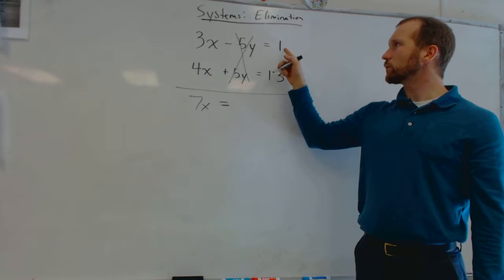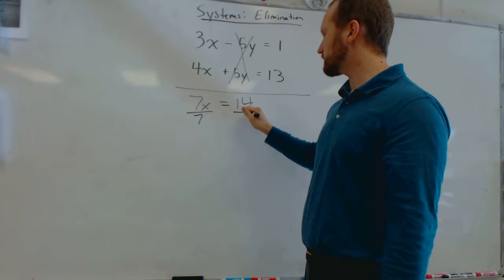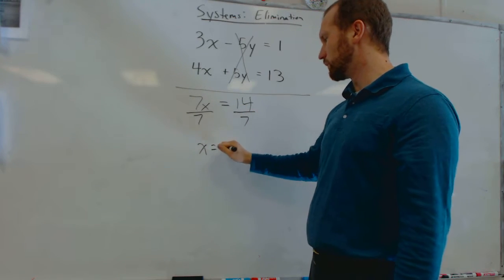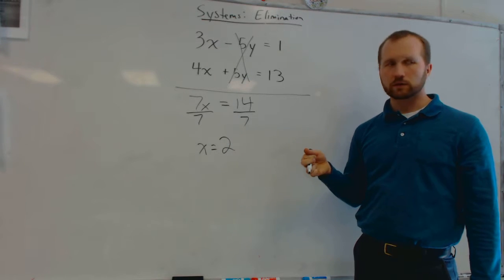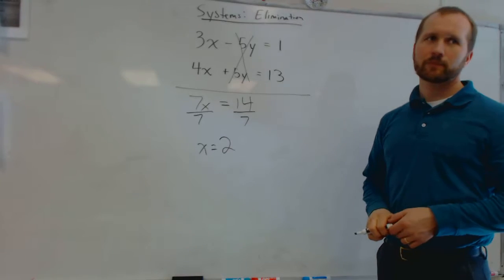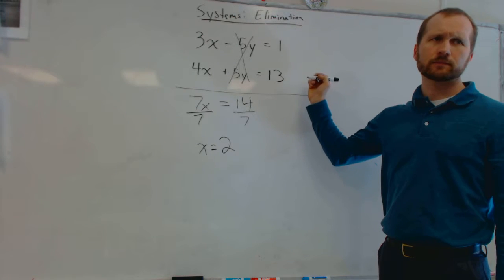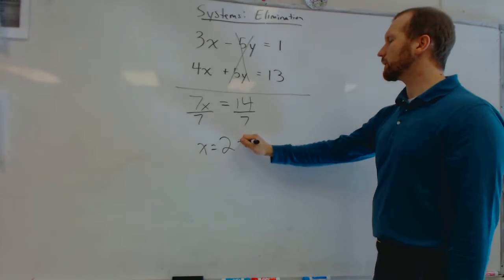So 7x equals, and then I have 1 plus 3, which is 4. How do I solve this? Divide both sides by 7. X equals 4 over 7. I'm done. No. Why am I not done? Plug it in. Which equation should I plug it into? Anyone. Doesn't matter.